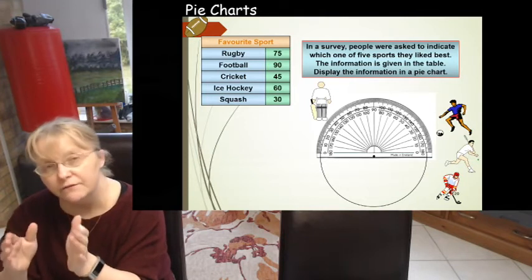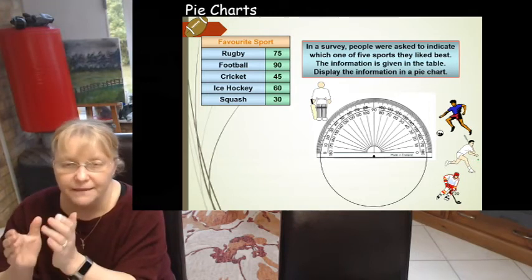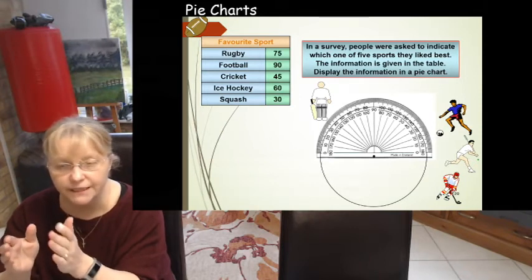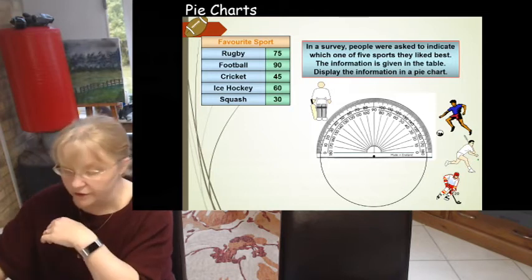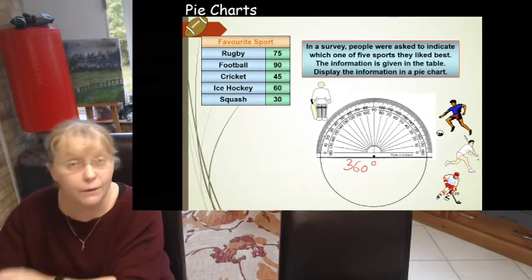And then the information was going to be displayed on a pie chart. Now, this can be quite difficult because, of course, the number of people surveyed isn't going to represent the 360 degrees that are in a circle. So a circle is represented by 360 degrees, which is what we need.